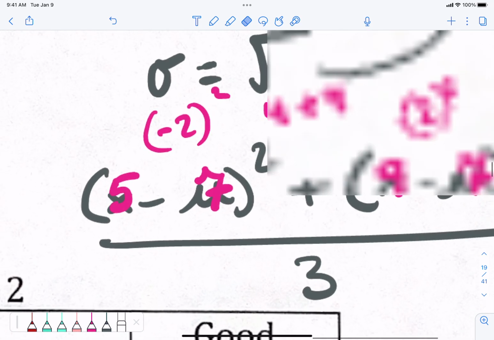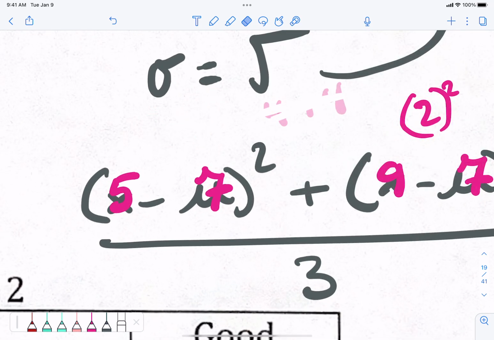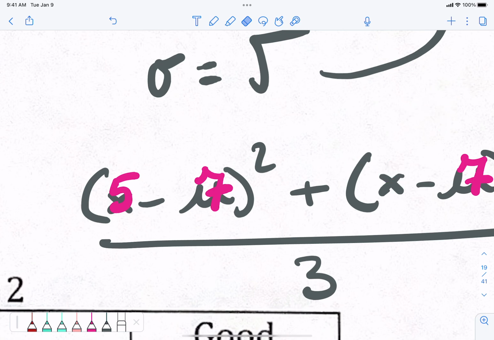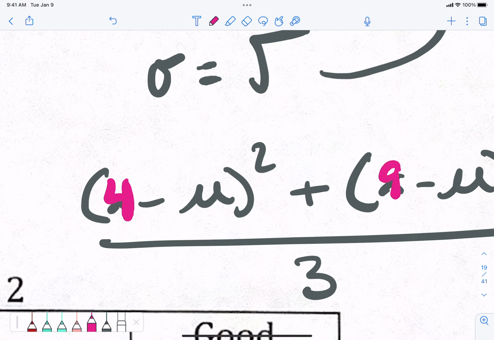Okay, all right, last time. We're going to do 4 and 9. So now my numbers are 4 here and 9 here. We're still dividing by 3. What's the average?